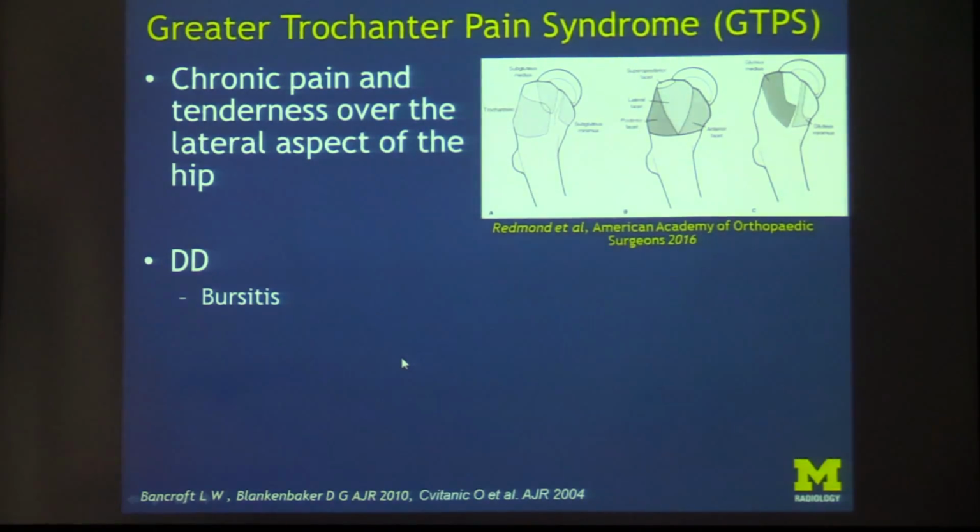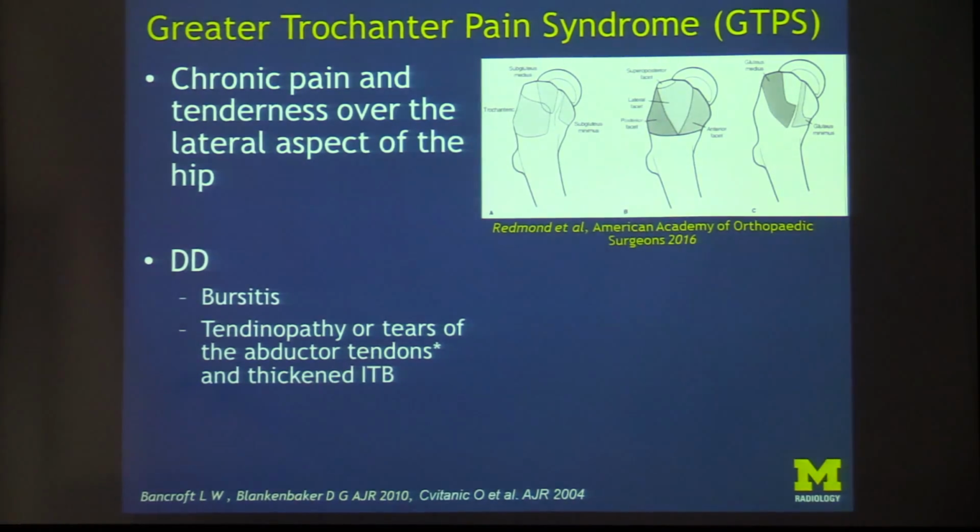Now, greater trochanteric pain syndrome is quite that, chronic pain and tenderness over the lateral aspect of the hip. And we thought this was all bursitis, but now we know it's most commonly due to tendinopathy or tears of the abductor tendons or pathology of the iliotibial tract, which runs from the iliac crest to the tibia as well. And here's a case in point.